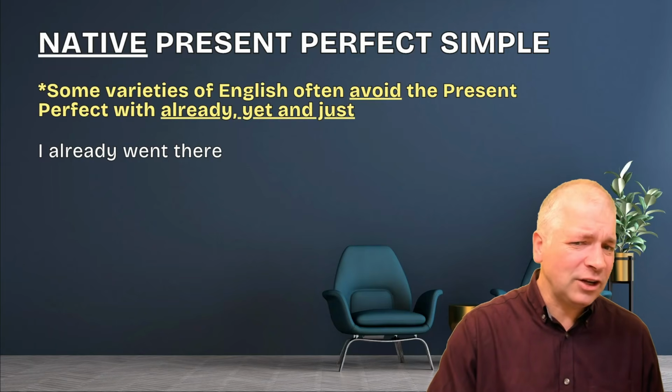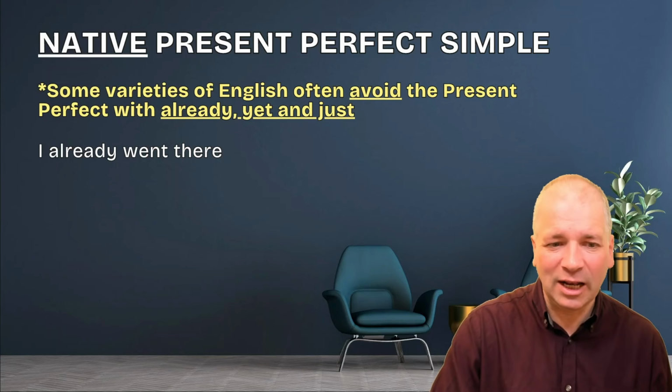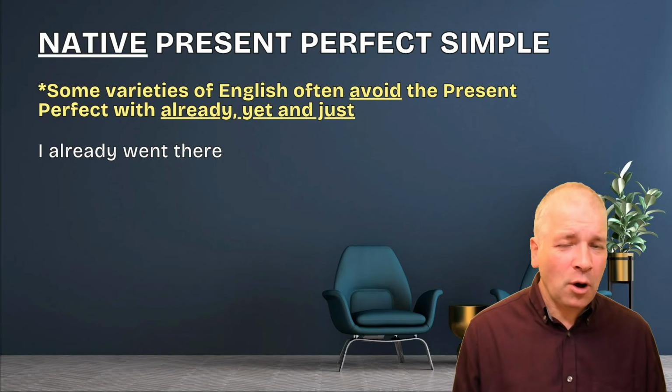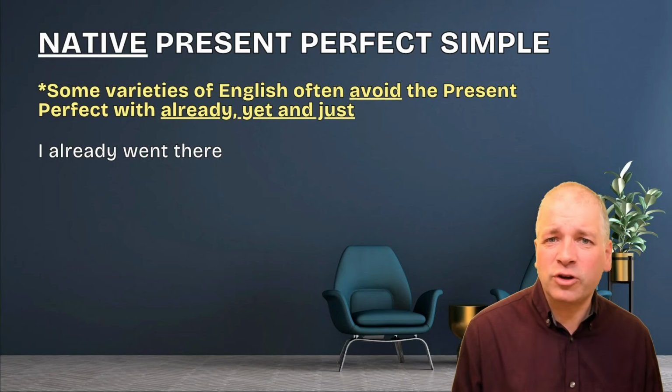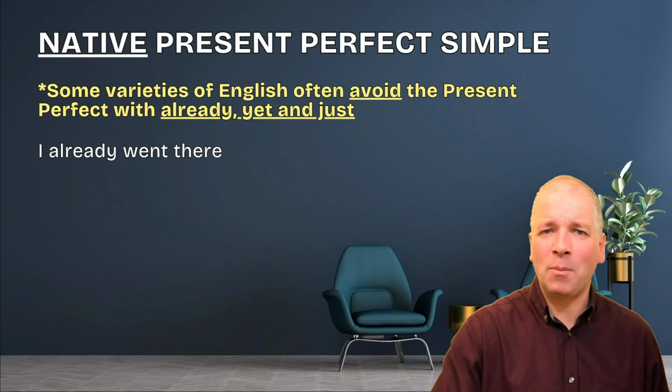Some varieties of English often avoid the present perfect with already, yet and just, such as American English. I already went there. Now, the rules of traditional English would say you should use the present perfect here. I have already gone there. But the influence of American English means this is becoming accepted in more and more places.